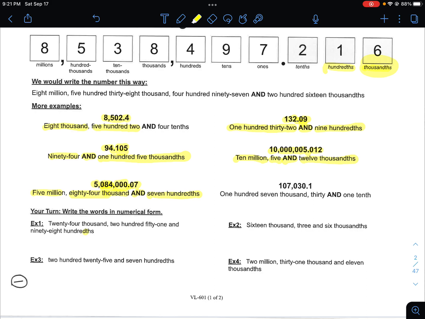Next section, 107,000. So 107,000 because it is in the thousands section. 30, and decimal point 1/10. All right. So let's go ahead and try writing these words in numerical form.